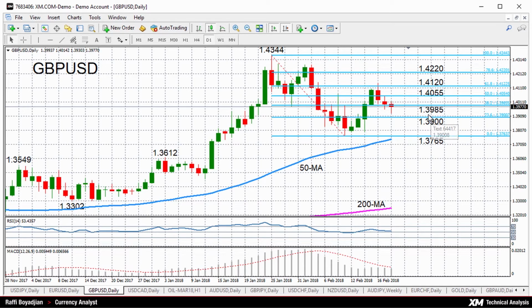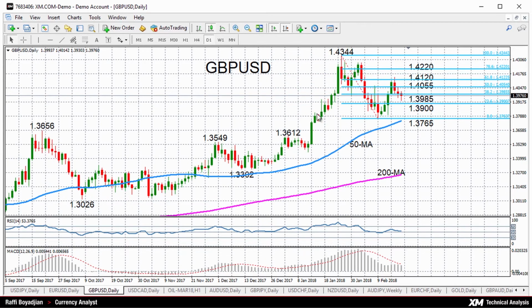declines. If we do see further declines, we could then see the 23.6% Fibonacci retracement coming within reach around the 1.39 handle. A drop below the 1.39 handle could possibly then lead the way towards the 50-day moving average. A drop below that would bring into question the medium-term bullish outlook.